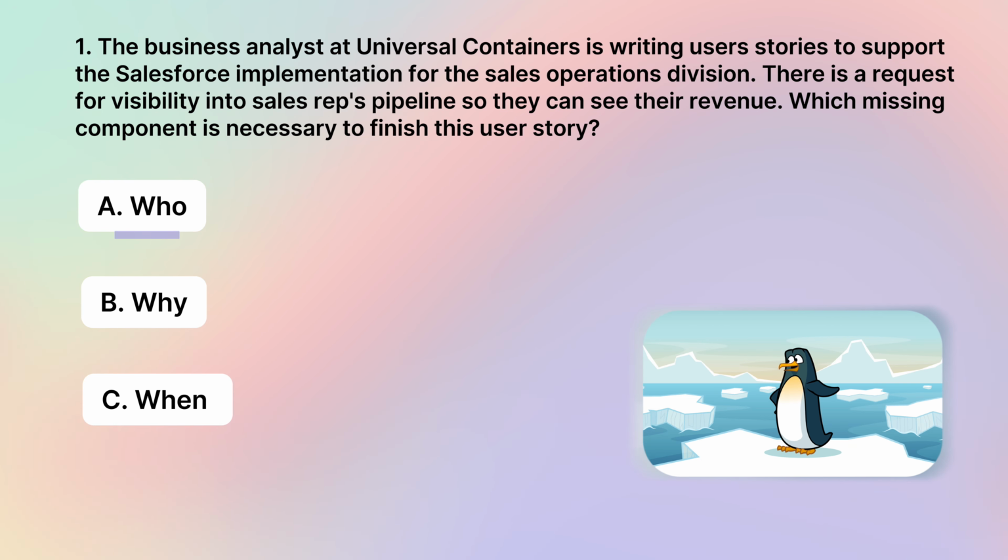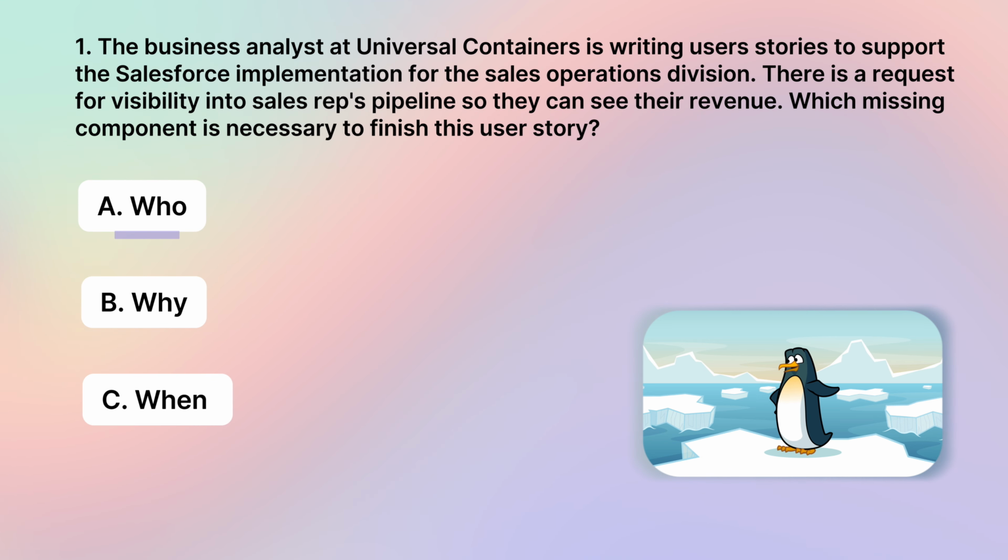The correct answer is A. Who. In order to finish this user story, it is important to include the who component as it specifies who needs the visibility into the sales rep's pipeline. Without this information, it would be incomplete and not provide the necessary details for implementation.